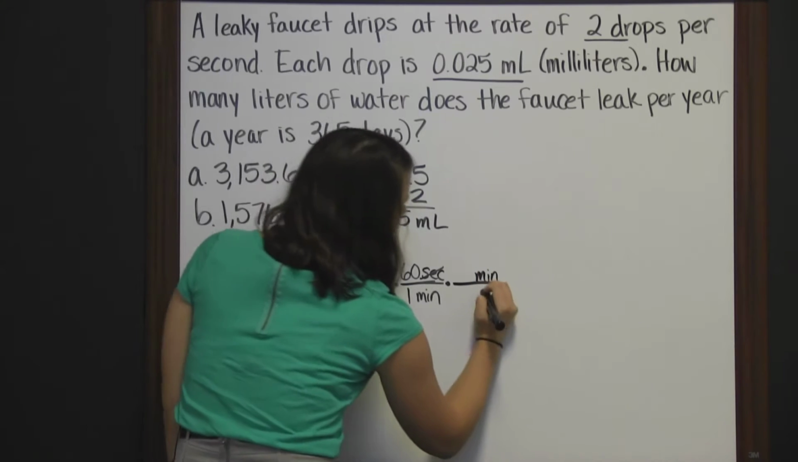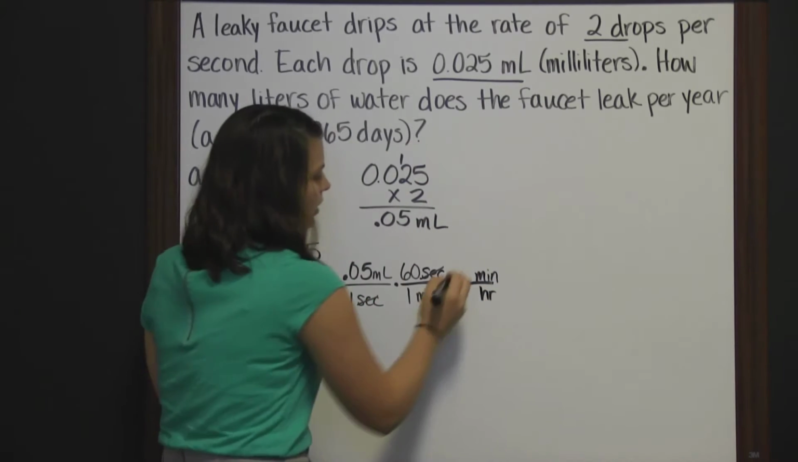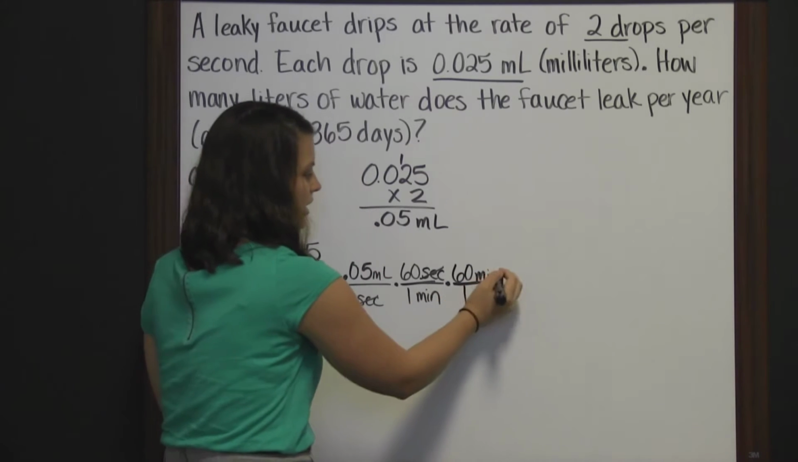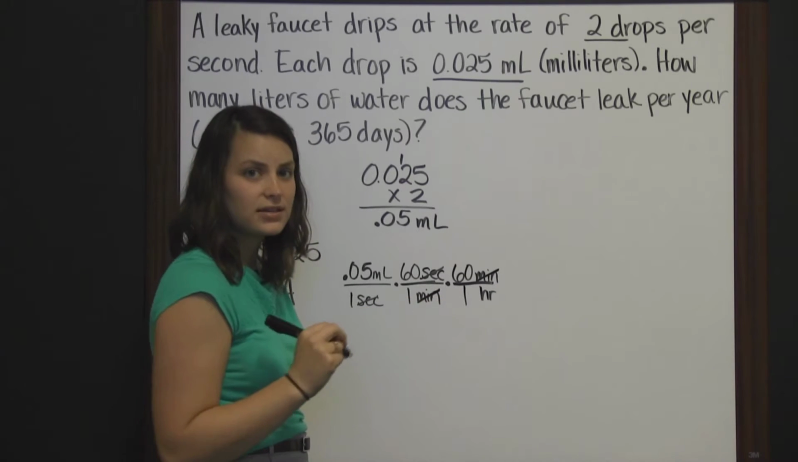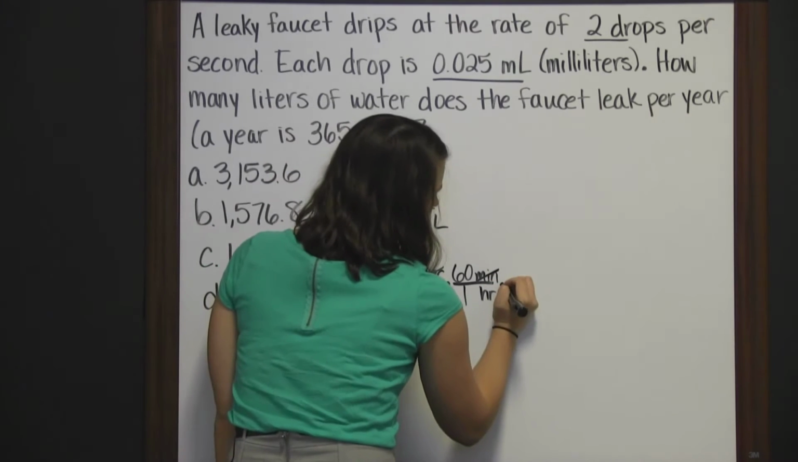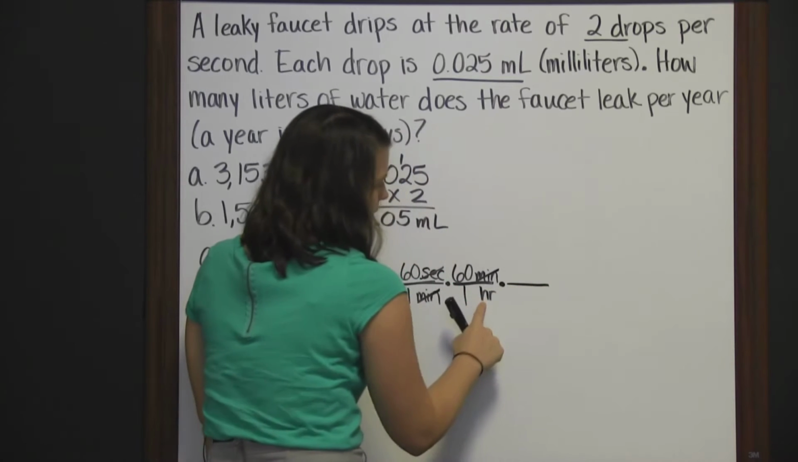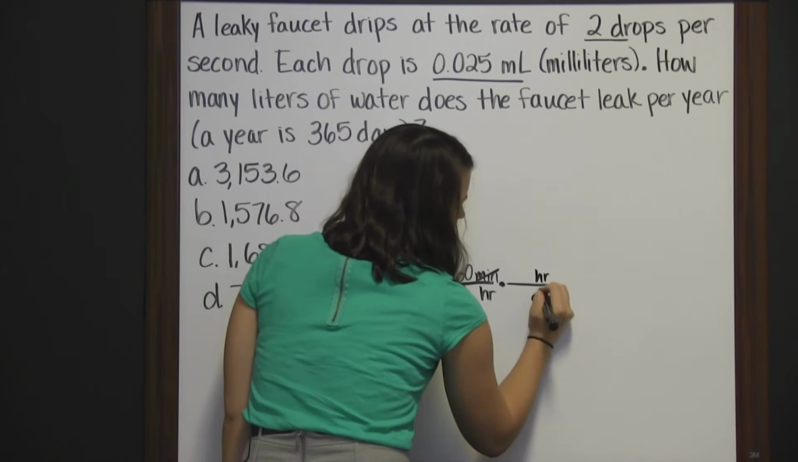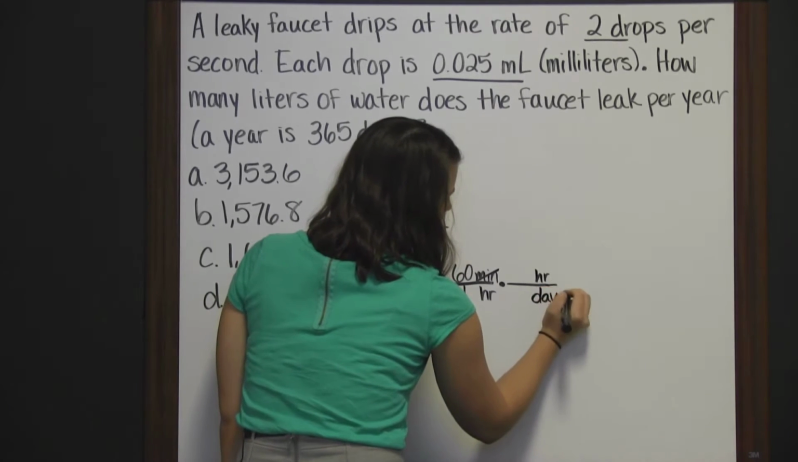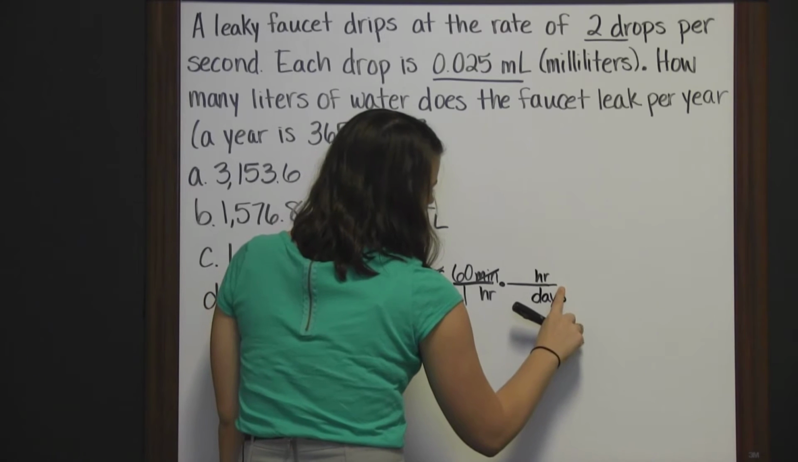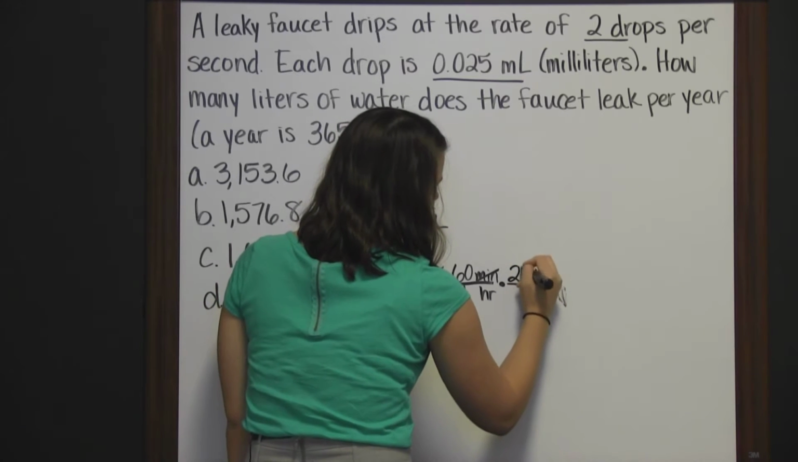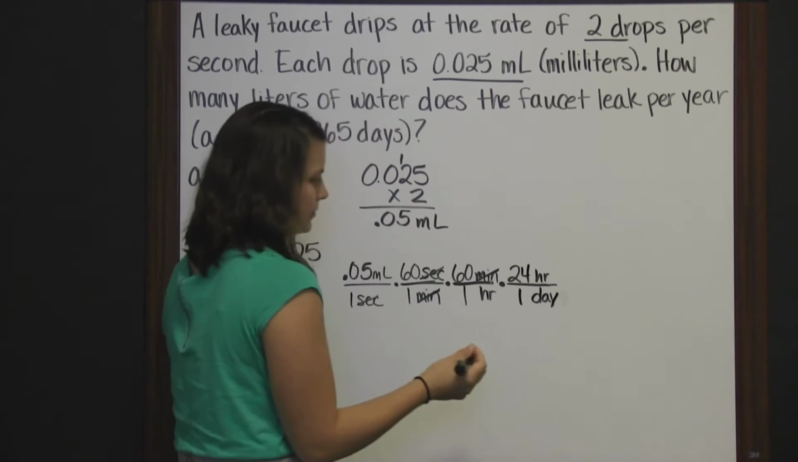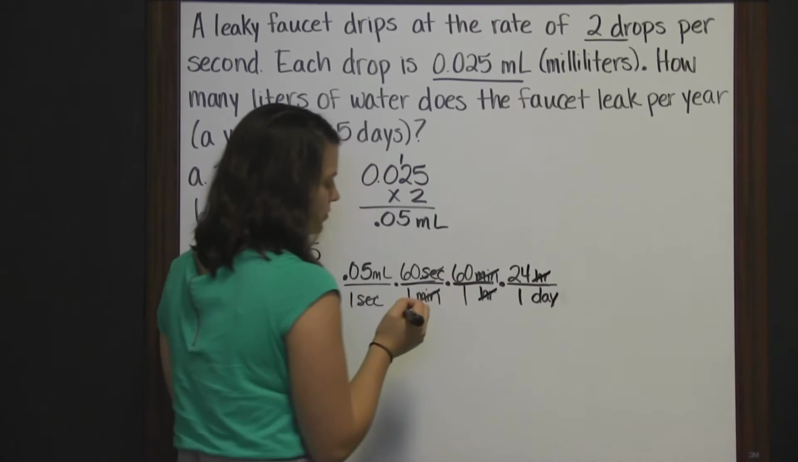And I'm going to convert minutes into hours. And I know that 60 minutes makes 1 hour. So now see, my minutes again are in those diagonal positions, so I can cross cancel them. I need to continue on converting. So now hours needs to go in the numerator. And I'm going to convert hours to days. I know that there are 24 hours in 1 day. So my hours cross cancel.